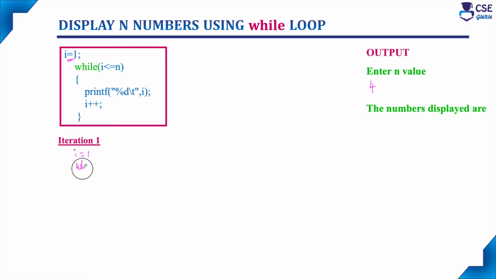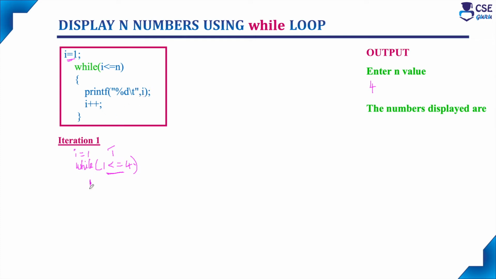Next, check the condition: while I is less than or equal to n. The I value is 1, and the n value we have entered here is 4. The condition is true, yes, 1 is less than or equal to 4. Using this printf statement, it will print the I value. So here it will print 1.